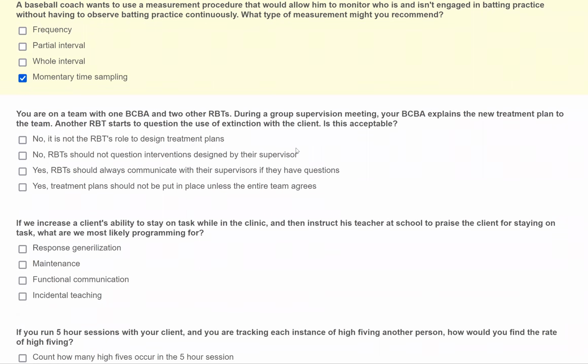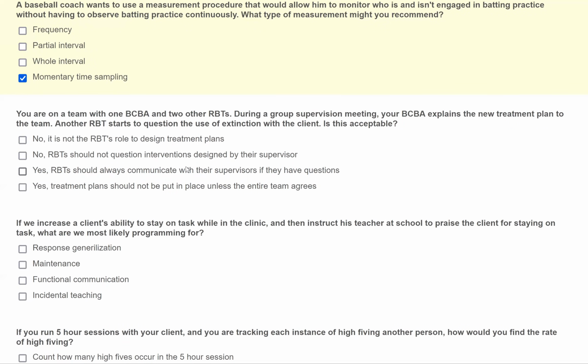You're on a team with one BCBA and 2 other RBTs. During a group supervision meeting, your BCBA explains the new treatment plan to the team. Another RBT starts to question the use of extinction with the client. Is this acceptable? Okay, what does the question really want to know? They want to know, is it okay that this RBT starts to question this treatment plan? Because you have a BCBA, in a group supervision meeting, explaining to you this treatment plan. As an RBT, are you within your right? Are you within your scope to question treatment plans?